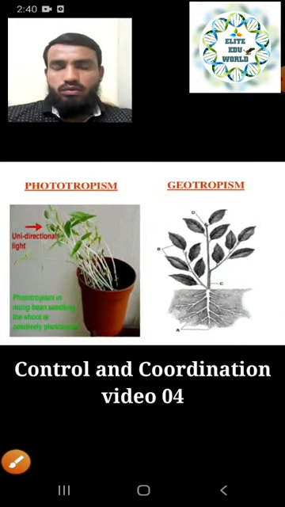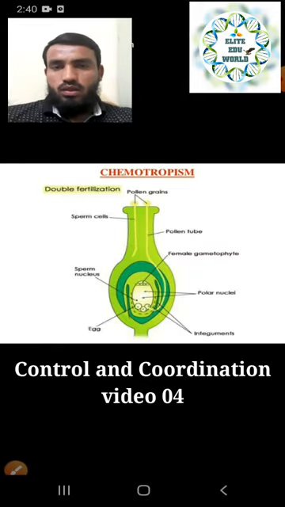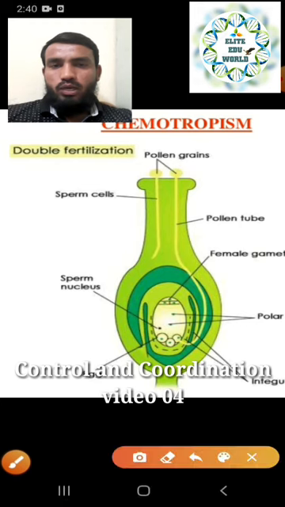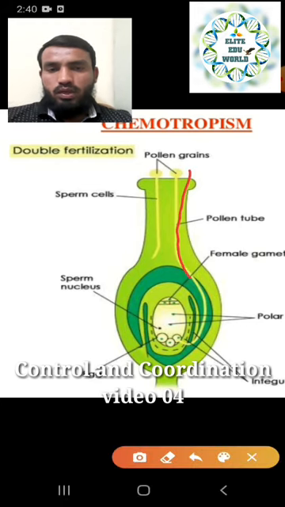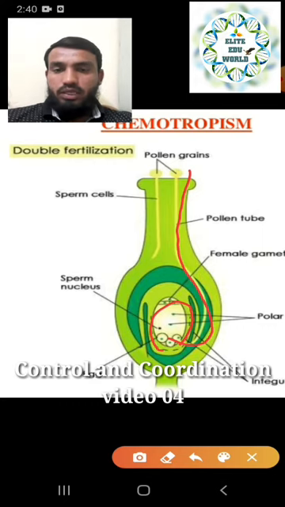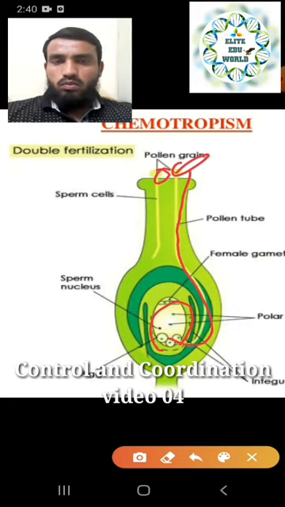One more example we will see is chemotropism, which I have discussed before. The movement of the pollen tube, this is the pollen tube, growing towards the ovule because of some chemical. This is the ovule, which has the female germ cell. When the pollen gets attached to the stigma in pollination, this pollen has to reach the ovule. That is why the pollen tube grows into the style. This part is called the style.